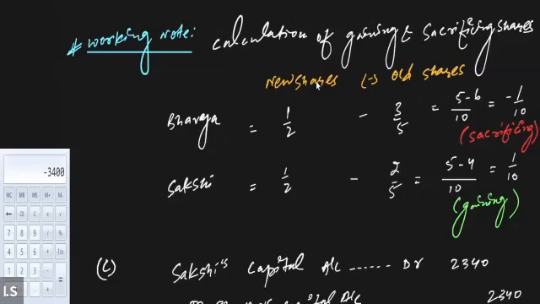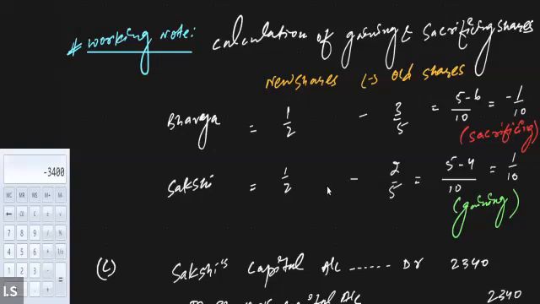And for that purpose, you will apply the formula new share minus the old share, and you will see that the new share of Bhavya and Sakshi is 1:2, 1/2, 1/2, and their old PSR was 3/5 and 2/5. After calculating that, you will be able to find out their gaining and sacrificing shares. So Bhavya's sacrificing share will be -1/10. Sakshi's gaining share is 1/10.